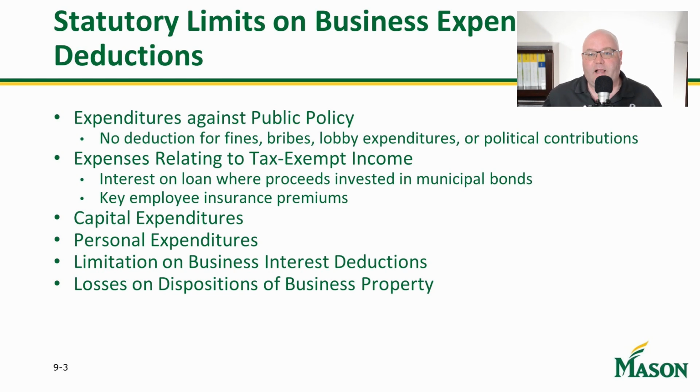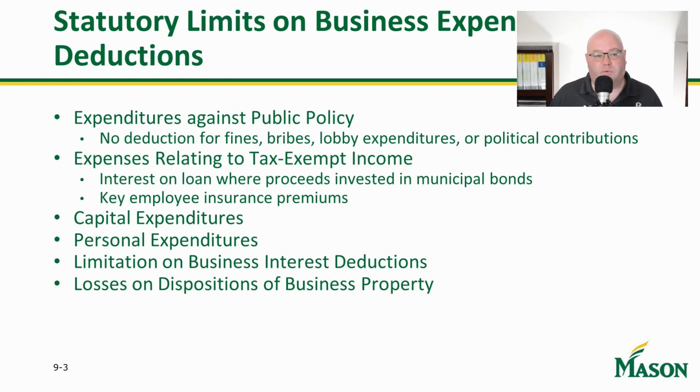Expenses related to tax-exempt income. There's going to be interest on loans where investment proceeds are in municipal bonds. So, for example, if I make $1 million in some investments that I make, but it's all tax exempt income, should I be able to take a deduction against that? I mean, it's the big balance sheet. If I give you a tax exemption over here, I can't let you have a deduction over here. It kind of works out that way from a theoretical perspective.